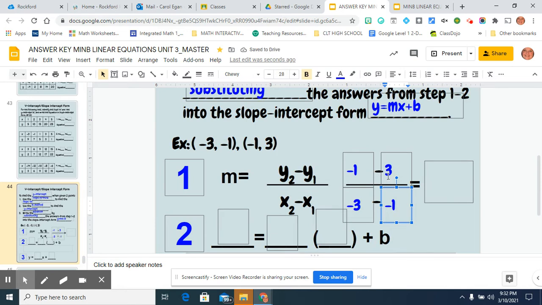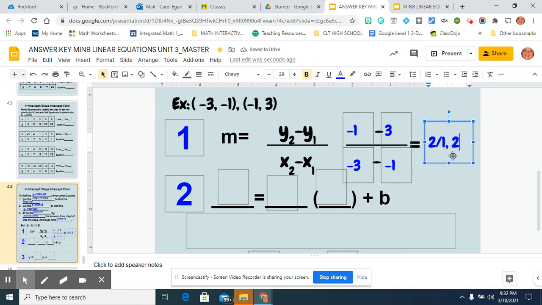So -1 minus 3, which is really like plus -3, is going to be -4 over -3, and then this double dash is going to turn into a plus, -2, right? But we want to simplify that. So a negative divided by a negative is going to become a positive, and 4 divided by 2 will give us 2 over 1, or just 2.